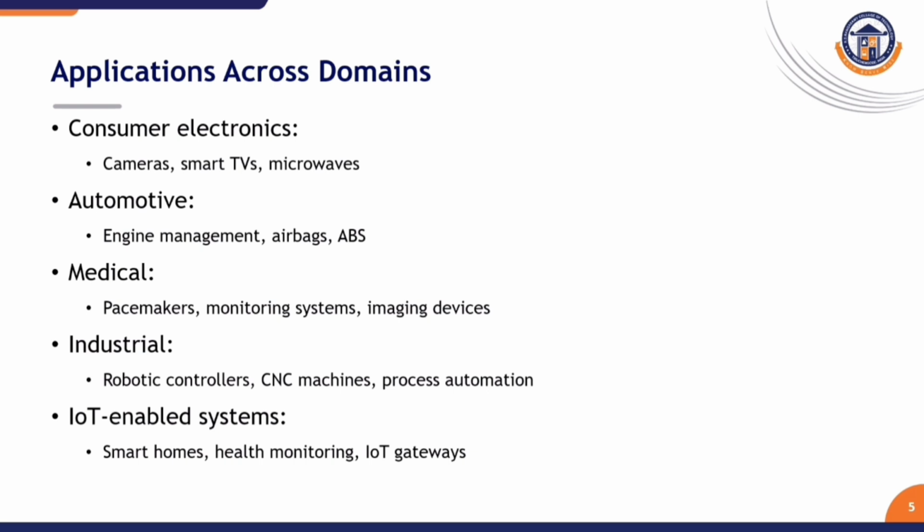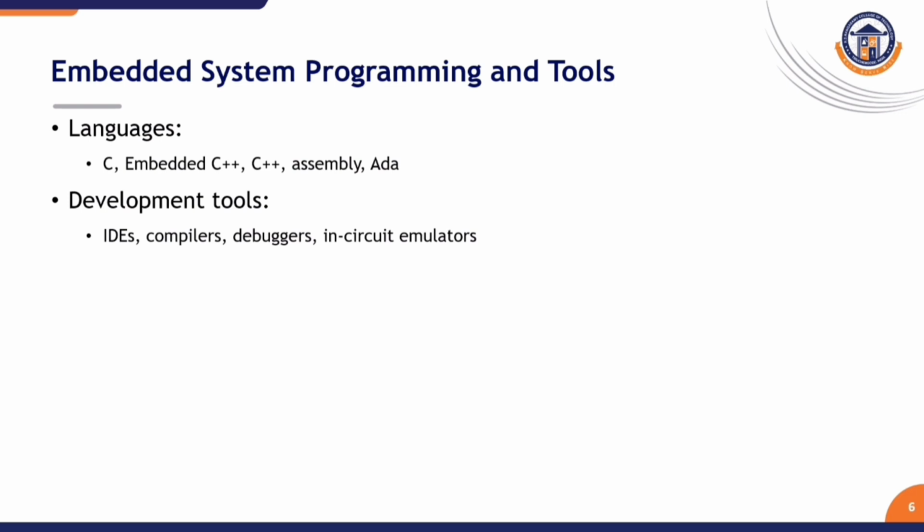Next, we are going to discuss embedded system programming and tools. Generally, embedded systems are programmed using commonly used languages. It includes C, embedded C++, C++, assembly language, and Ada. Among these, embedded C is most widely used because it is easy to program. And among the development tools, we have integrated development environments, cross compilers, debuggers, and in-circuit emulators. These tools help in efficient development, testing, and debugging of embedded applications.